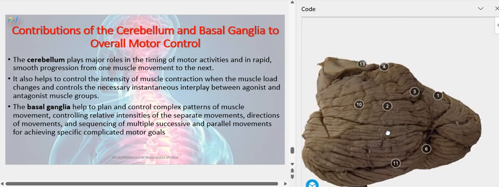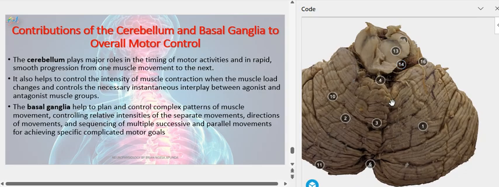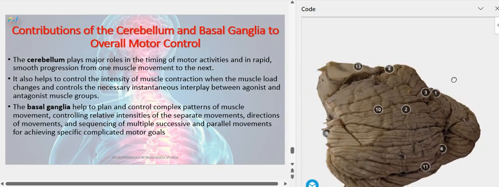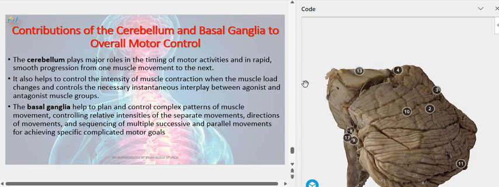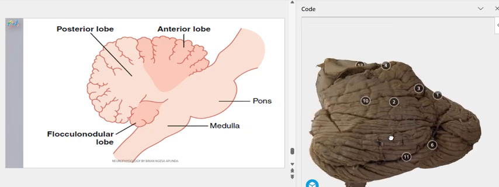So if you are to take our model and divide it into two along the vermis line, so that you get the sagittal or the mid-sagittal view of it, this is what we'll expect. If you look at it, you'll expect the anterior lobe, the posterior lobe, and the flocculonodular lobe. This is of course again accessible exteriorly.